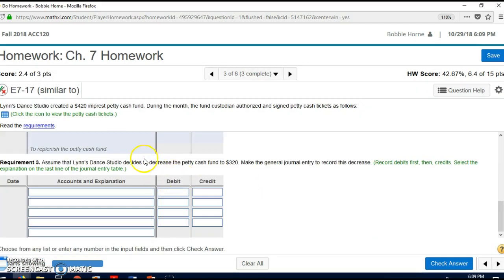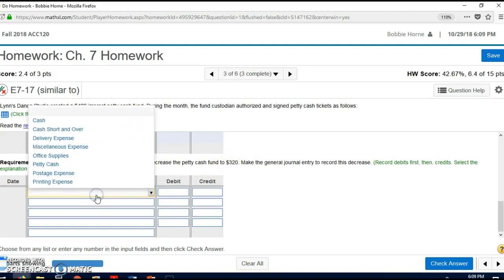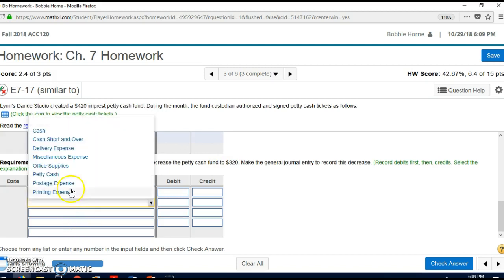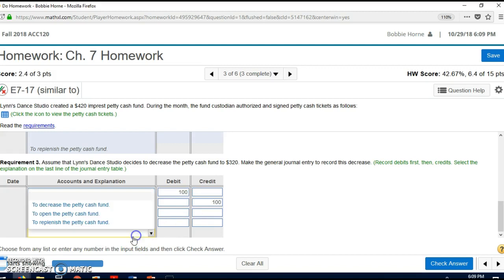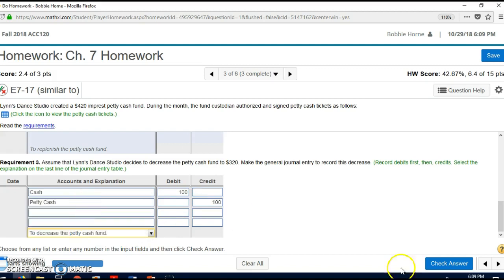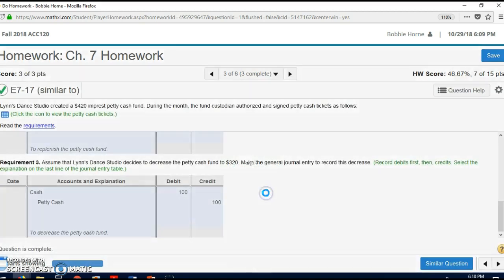And then assume we decide to decrease the petty cash fund. So we're taking cash out of the petty cash fund. So we're going to put cash back into our cash account, and we're going to reduce the petty cash fund. So we have reduced the petty cash fund by $100. So you credit it, and this is to decrease the petty cash fund.